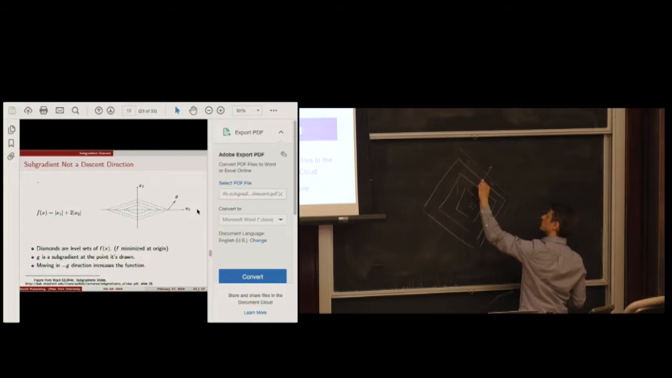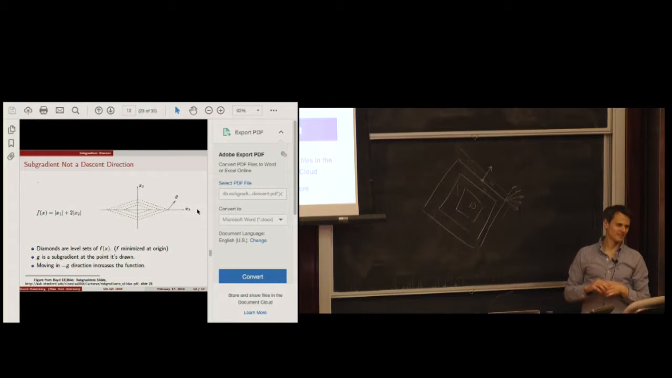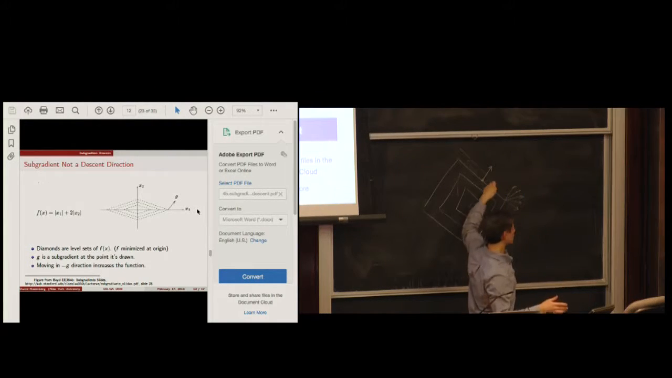At this point, this is the gradient for this function. And then when we get to this corner, all these points are subgradients because they are bounded by the, so the subdifferential is going to be the convex hull of the gradients of these parts. There's this gradient for this part and this gradient for this part, and the subdifferential is going to be the convex hull of those gradients.